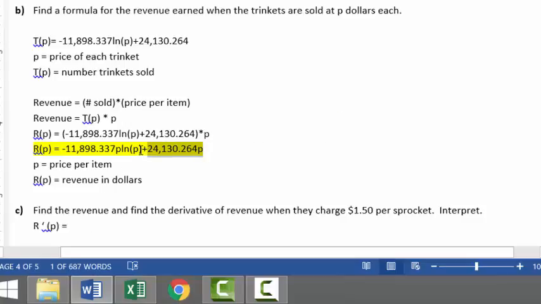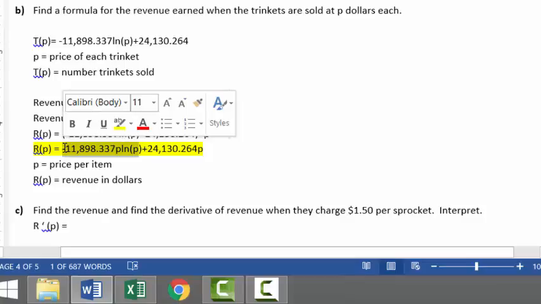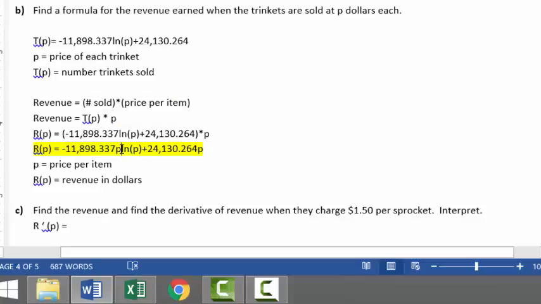So the first term, I have it highlighted here. Notice the first term is a product. I've got negative 11,898.337p. I'm going to change that to red. That's one function, times ln of p, which is a different function. It's like f of x times g of x. To find the derivative of that, I'm going to have to do my product rule. F prime g plus f g prime.